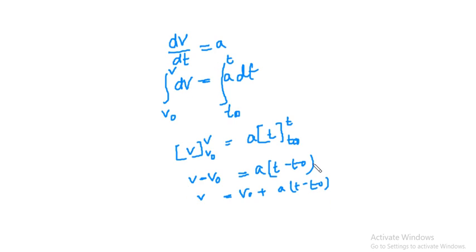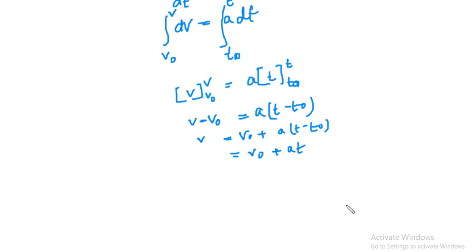So what I have got is v is equal to v0 plus a times (t minus t0). Now if I assume that t0 is 0, that means when we started to observe, our clock shows 0 time, then it will be v equal to v0 plus at. In that case we have assumed that when the initial velocity was v0, the initial time was 0. Okay, so we have got equation number 1, isn't it?